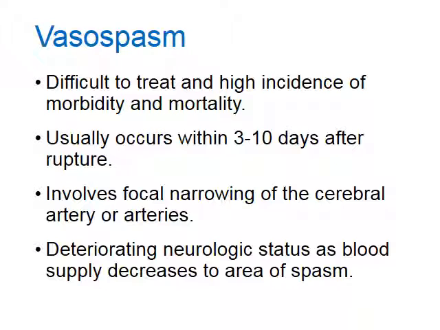You need to know this because if you are treating these patients in a medical surgical unit, this is what you have to be careful of. They've come to you from the ICU. This is what you're looking for, and you have to be aware of. Okay. So vasospasm, as I said, is basically having those arteries contracting uncontrollably and causing ischemia. It usually involves a focal narrowing of the cerebral arteries, and you end up getting deteriorating neurological status as the blood supply decreases in the area of spasm.